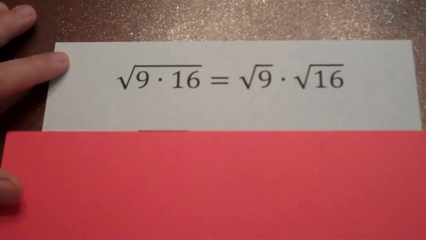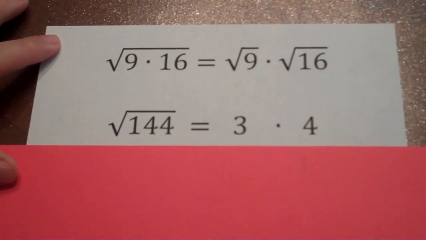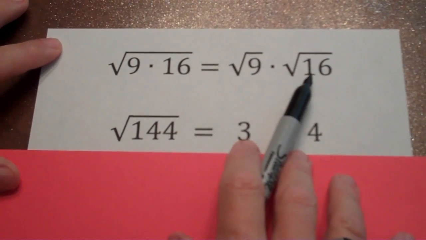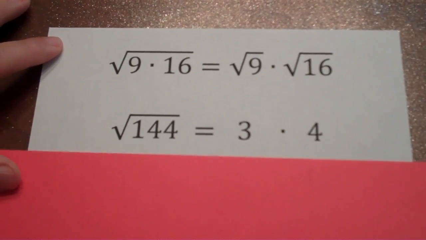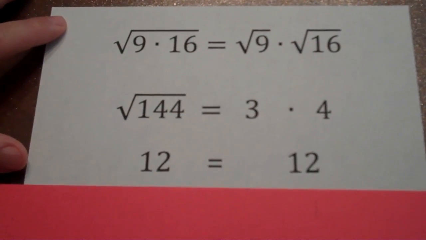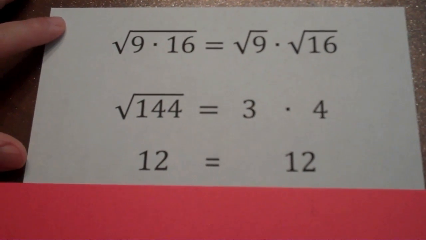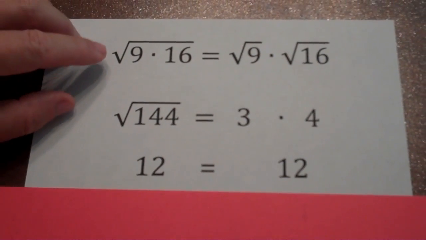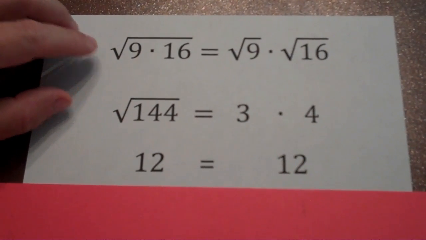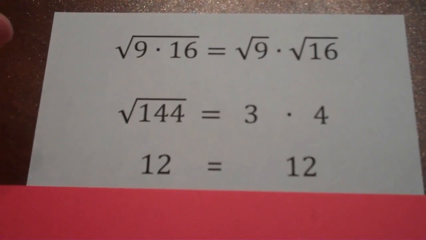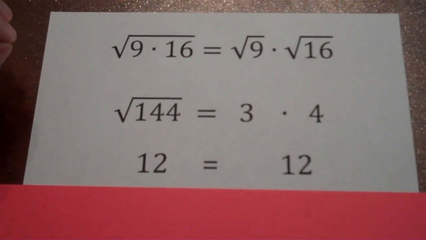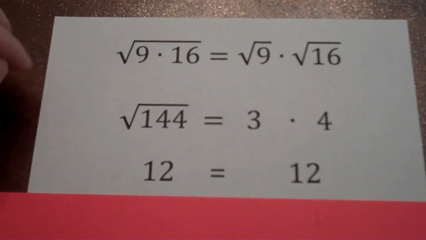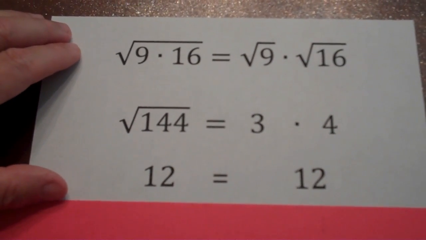This is pretty easy to verify. 9 times 16 is 144. The square root of 9 is 3. The square root of 16 is 4. And of course, the square root of 144 is 12, as is 3 times 4. So once again, just like I did with the power, I can distribute the root to every single number or variable or whatever item it is in the parentheses. And remember, you can only do this as long as you've got multiplication or division inside that radical.